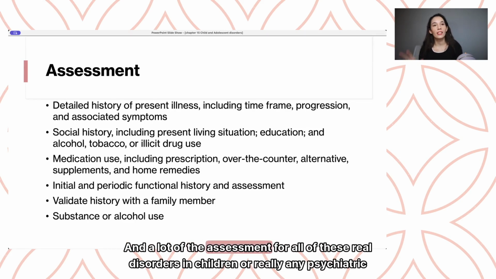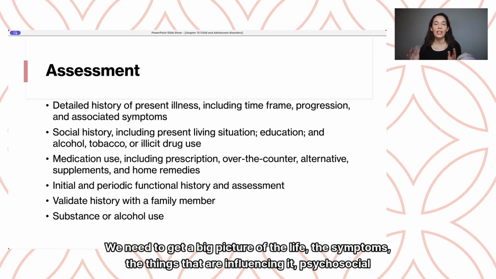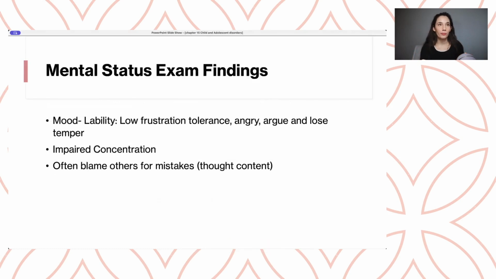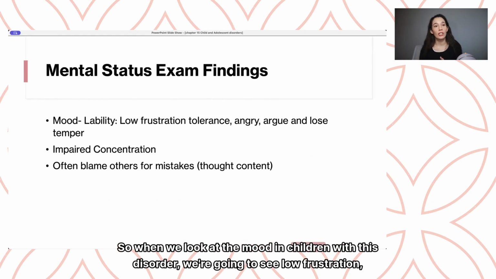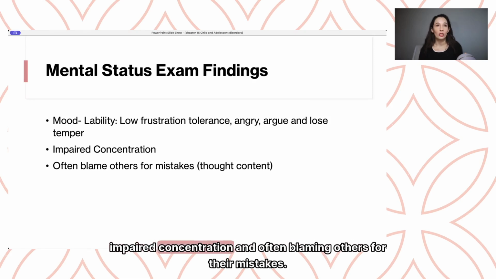And a lot of the assessment for all of these disorders in children, or really any psychiatric disorder, is fairly similar. We need to get a big picture of the life, the symptoms, the things that are influencing it, psychosocial factors. We're going to look at mental status exams. When we look at the mood in children with this disorder, we're going to see low frustration tolerance, anger, arguing and losing temper, impaired concentration, and often blaming others for their mistakes.